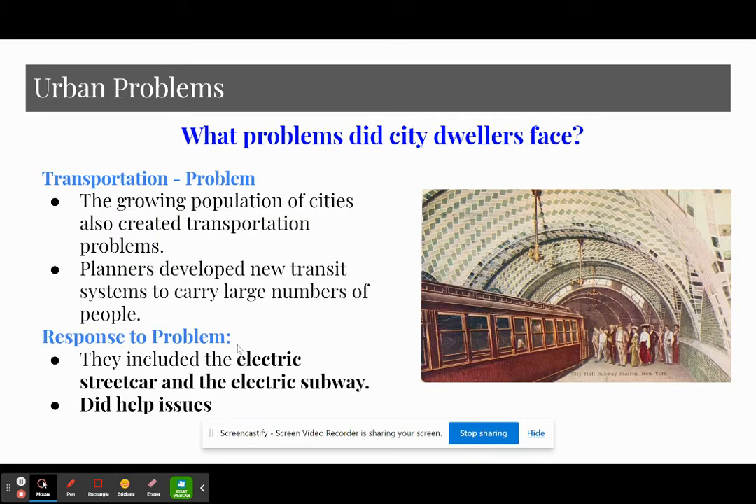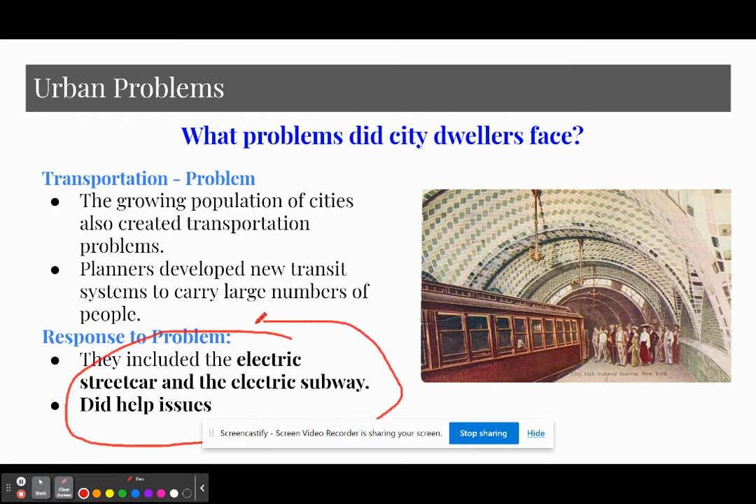Another problem was transportation. The growing population of cities created this problem. So the roads were not ready to accommodate moving large numbers of people. So planners developed new transit systems to carry large numbers of people. So this included the electric streetcar and the electric subway. And this did help the issue. It did help people move around the city.